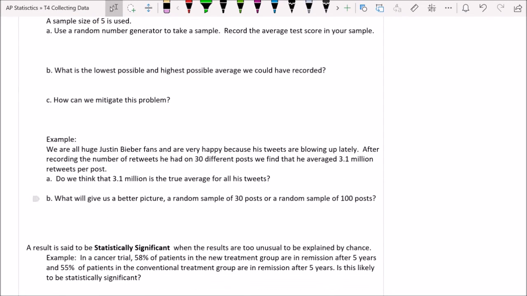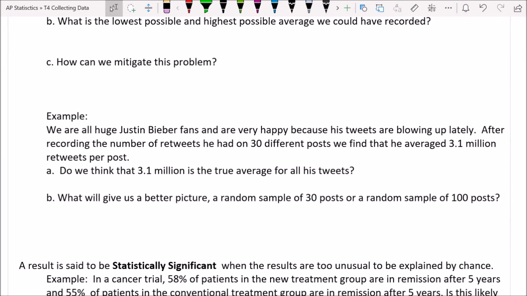Okay, let's look at another example of sampling variability. All right, we're all huge Justin Bieber fans and are very happy because his tweets are blowing up. After recording the number of retweets he had on 30 different posts, we find that he averaged 3.1 million retweets per post. Wow, nice. So do we think that 3.1 million is the true average for all of his tweets? And he has a lot of tweets. If you went and looked at every tweet he's ever had and recorded the number of retweets, do we think that 3.1 is the exact number we would land on?